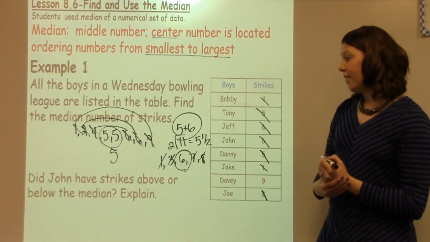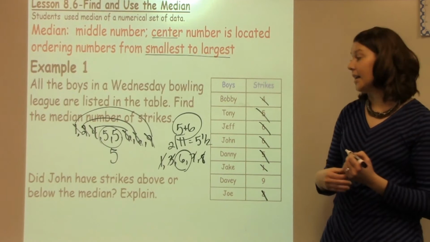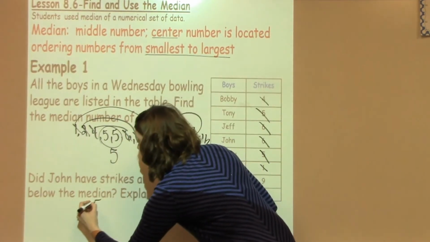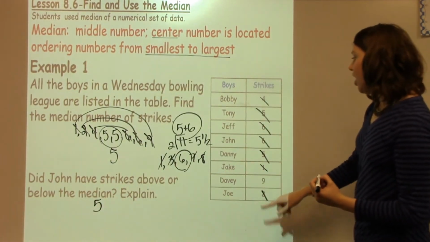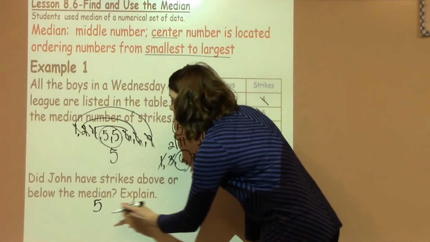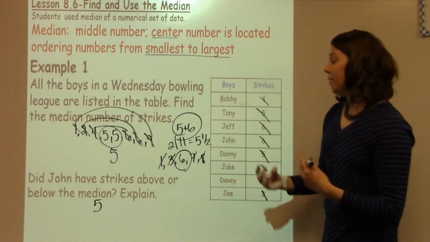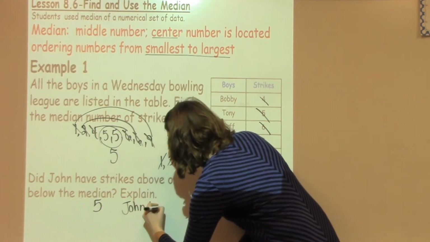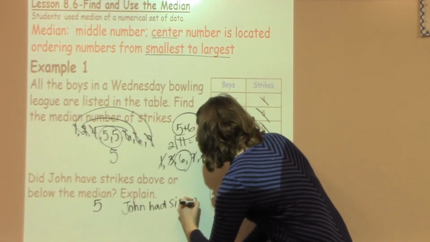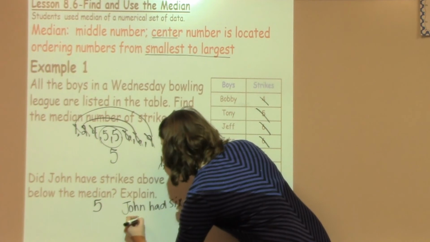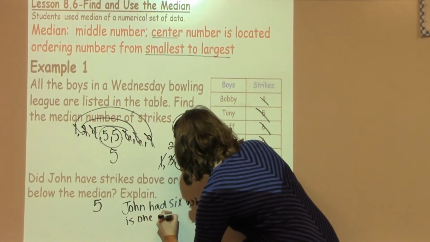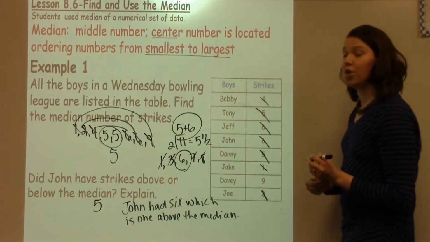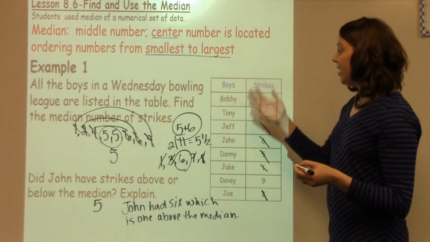It says, did John have strikes above or below the median? Explain. Well, in this problem, the median was 5. I'm going to write that down. Now, John had 6. So was his number of strikes above or below the median? Well, I know that John had 6, which is 1 above the median. So in this case, John's score was slightly higher than the median of the entire group.